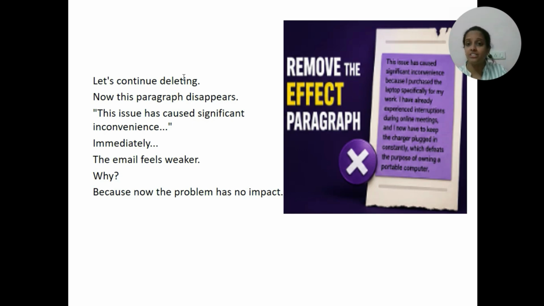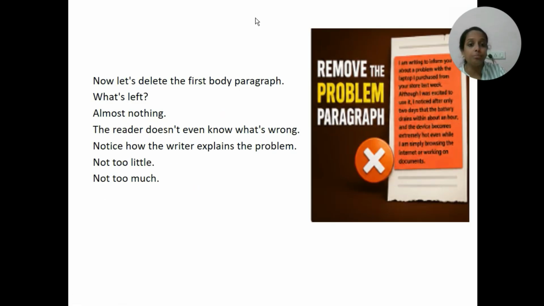Think about it. Imagine someone tells you, my phone is not working. Okay, but why should I care? Now compare that with, my phone stopped working and I missed an important interview. Completely different. The second version creates context. The examiner now understands why the issue matters. One small paragraph, huge difference. Okay? And step four, remove the problem paragraph.